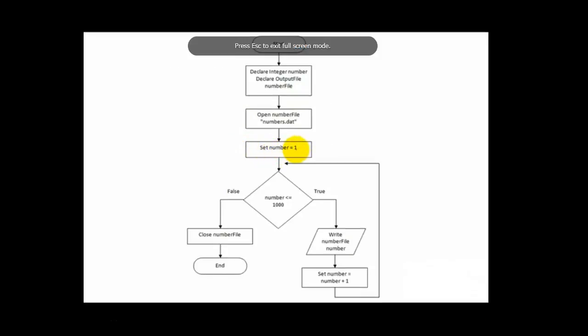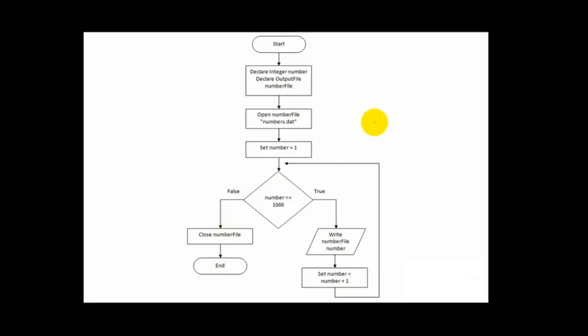First we set number equal to 1, and if number is less than or equal to 1,000, then the loop iterates. Inside the loop we write the number variable to number file, and then we increment the number variable, and the loop starts over. So this loop will iterate 1,000 times, and then when it's finished we close number file, and that's the end of the program.